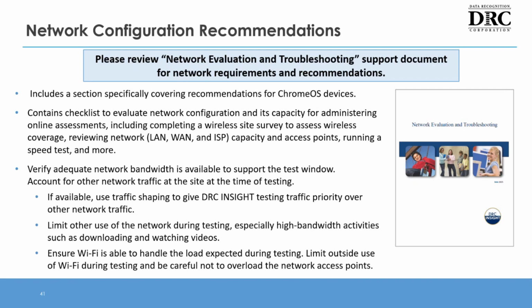To ensure successful testing with DRC Insight, verify sufficient network bandwidth considering all simultaneous traffic. Use traffic shaping to give DRC Insight testing traffic priority over other network traffic if possible. During testing, other use of the network should be limited, especially any high bandwidth activities such as downloading and watching videos. Ensure adequate access point coverage for the number of students testing and reduce bandwidth usage in adjacent areas. Be mindful of wireless interference from other devices and require anyone using access points for testing to turn off non-essential wireless devices. These recommendations will help maintain a stable and efficient testing environment.